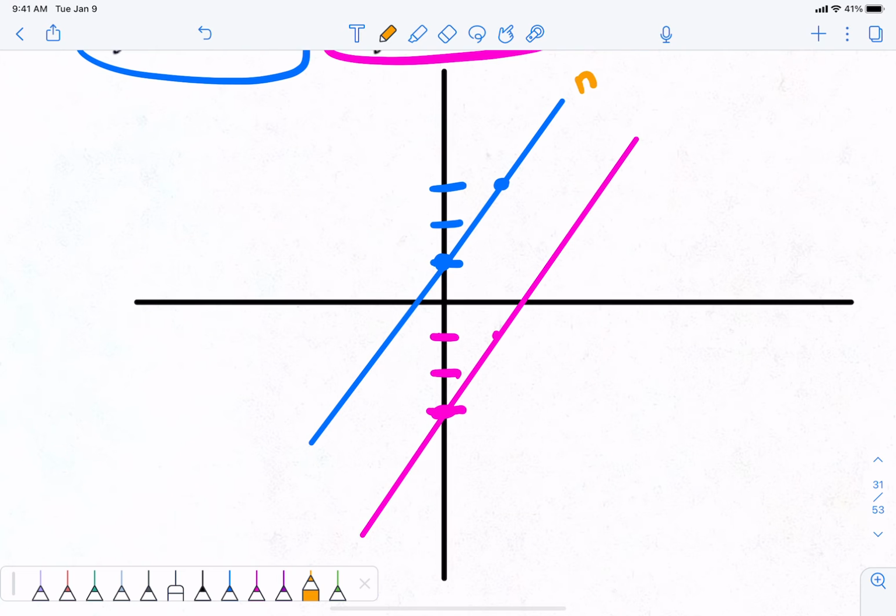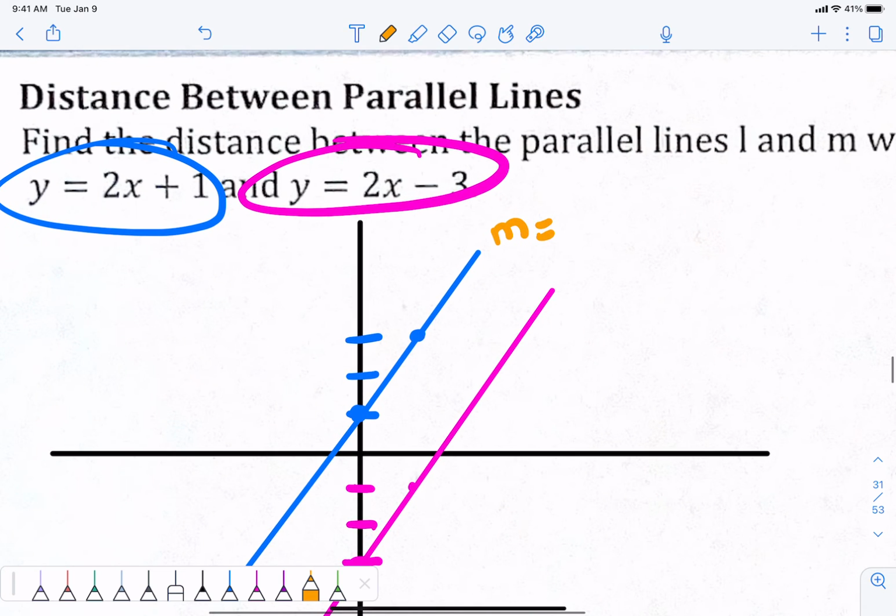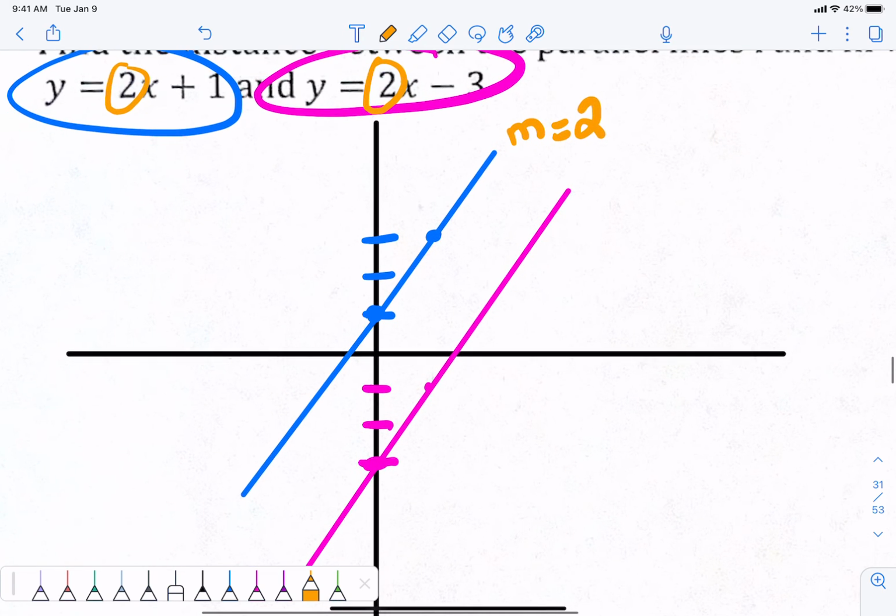Let's talk about the slopes of each one of those. They give it to you in the formula. They're the same. They're both 2. Given that that's a slope of 2, we did this morning, and what we're trying to do is figure out how far apart those 2 lines are.